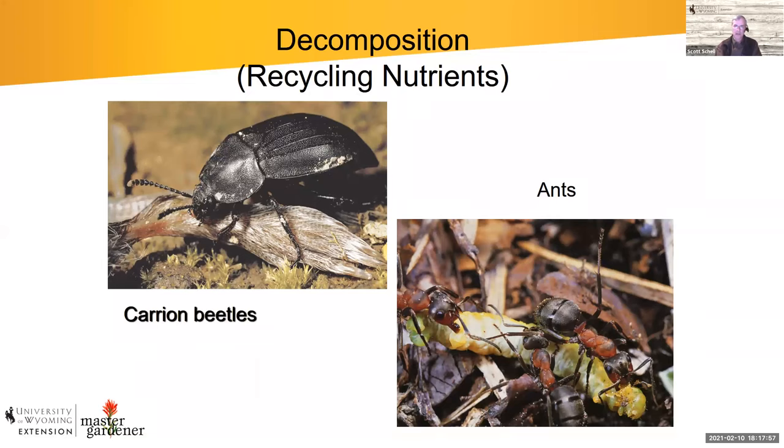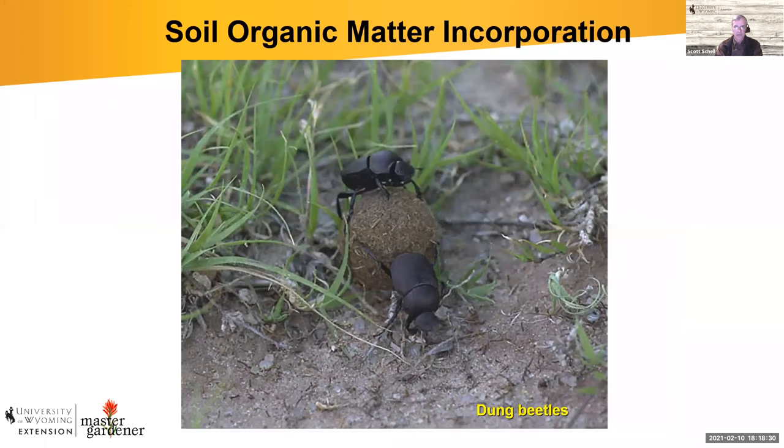Decomposition and soil formation is a very important function of insects. Carrion beetles help to keep our environment clean by removing dead animals and recycling those nutrients. Ants, when you think of the eons of time that ants have been aerating and moving soil particles around, they're very important for our soil formation. And they also, in many cases, are moving nutrients down into the soil profile too. So again, very important.